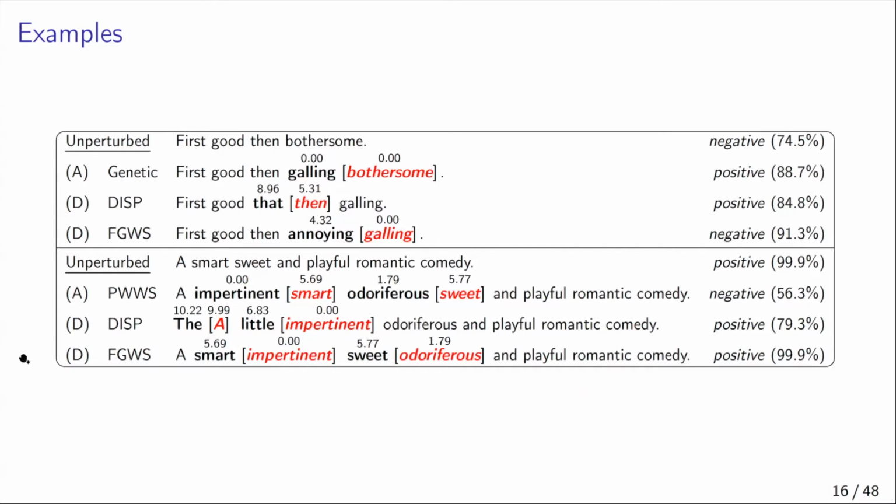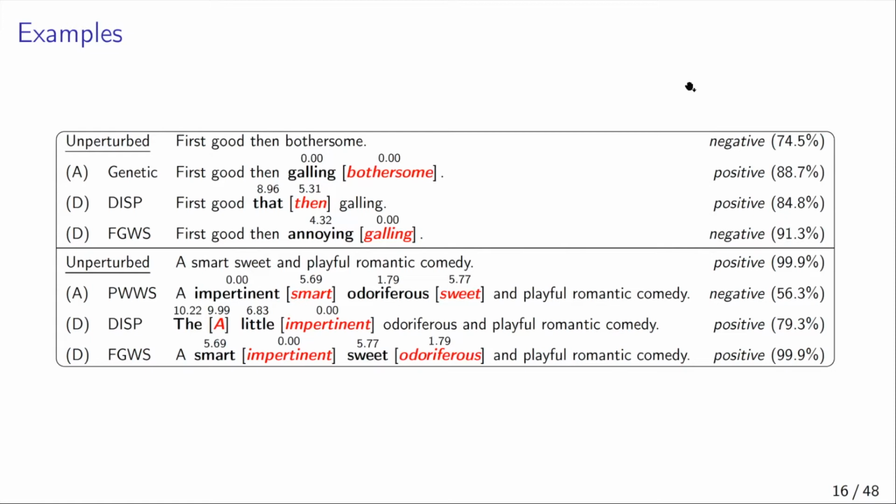And for the second example, we have "a smart, sweet, and playful romantic comedy". Using the PWWS attack, we generate an adversarial example that reads "a impertinent, autoreferous, and playful romantic comedy". And using DISP and FGWS, we can then again transform those sequences. In the case of FGWS here, we manage to transform the sequence back to its original form. So impertinent is substituted with smart, and autoreferous is substituted back with sweet. So this is the clean input sequence again, which is then classified as positive with 99.9% confidence.